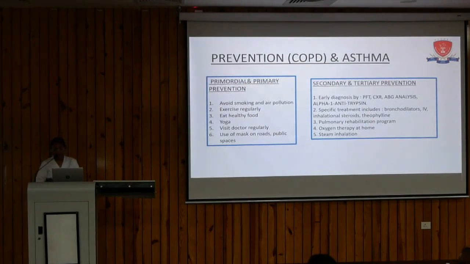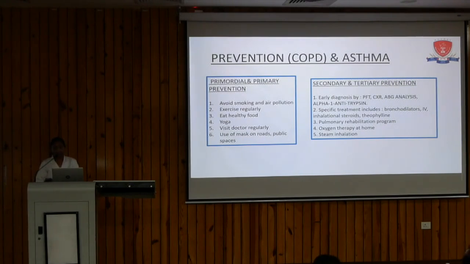Talking about COPD and asthma particularly, the primordial and primary preventions include avoiding smoking and air pollution, exercising regularly, eating healthy food, yoga, visiting the doctor regularly, use of masks on roads and public spaces, and also, a point a doctor mentioned in the beginning, primordial prevention starting from the mother in genetically high-risk patients.